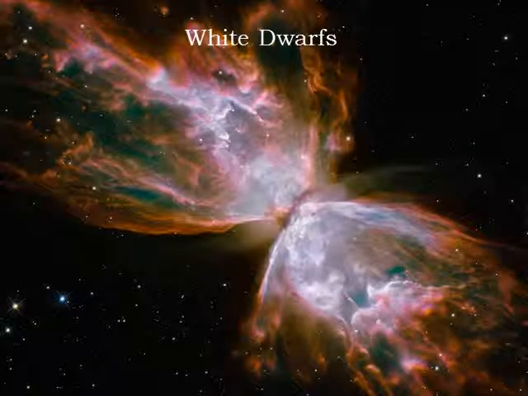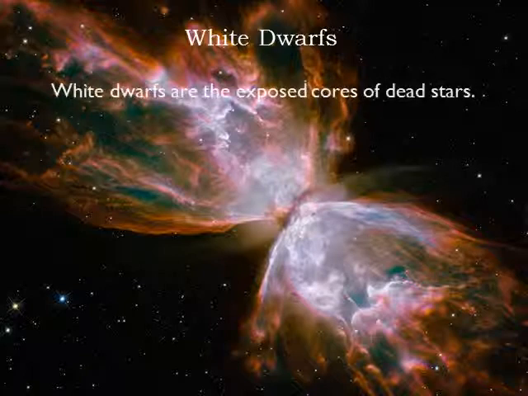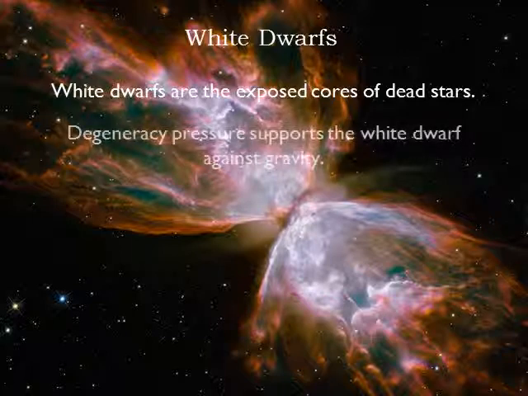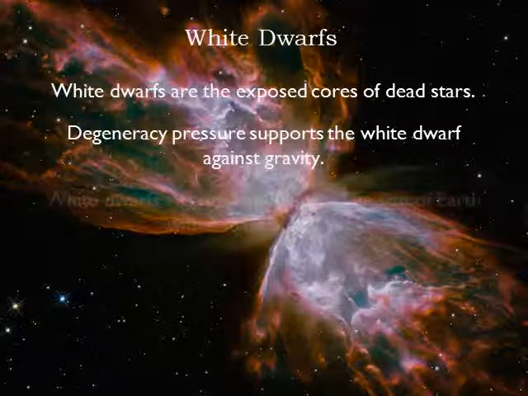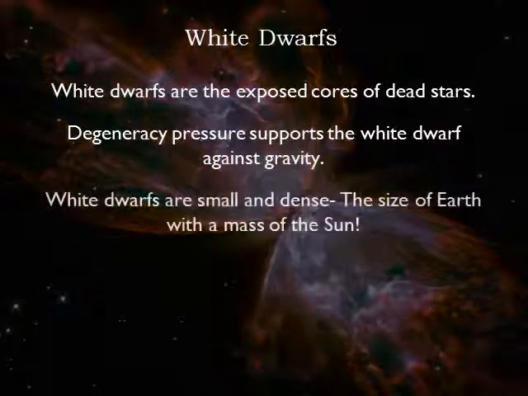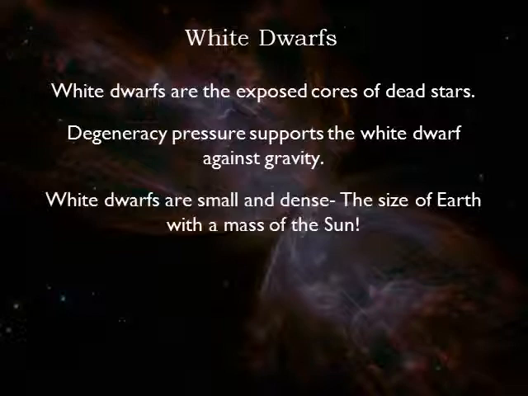We will get into the details of white dwarfs in the next chapter. They are fascinating objects. For now, just know that white dwarfs are the exposed cores of dead stars. They are often quite hot, but eventually they will cool and no longer emit visible light. White dwarfs are supported by degeneracy pressure, which is why they can be so small and dense. A typical white dwarf is the size of Earth with the mass of the Sun.